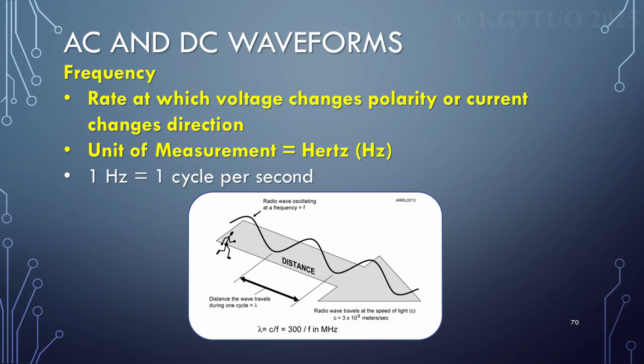All right, 1 Hertz is 1 cycle per second. If you hear people saying kilocycles or cycles, it's the same thing. It used to be called kilocycles, now it's called kilohertz. 1 cycle per second is 1 Hertz. Our electrical energy in the walls is 60 Hertz.